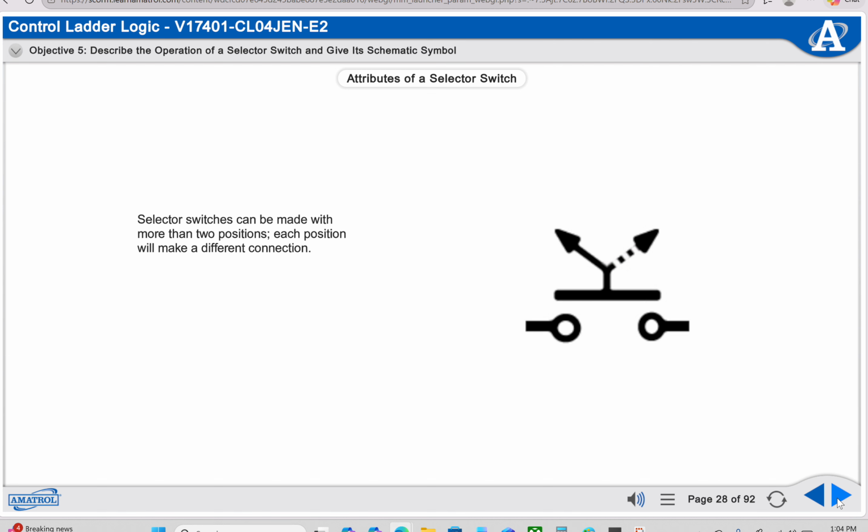Selector switches can be made with more than two positions. Each position will make a different connection. This is the schematic symbol for a simple selector switch.